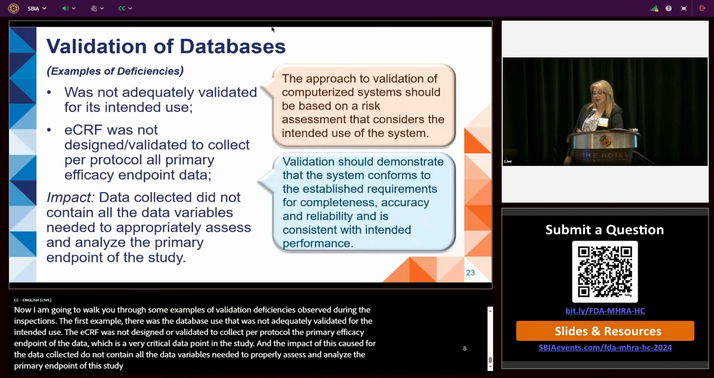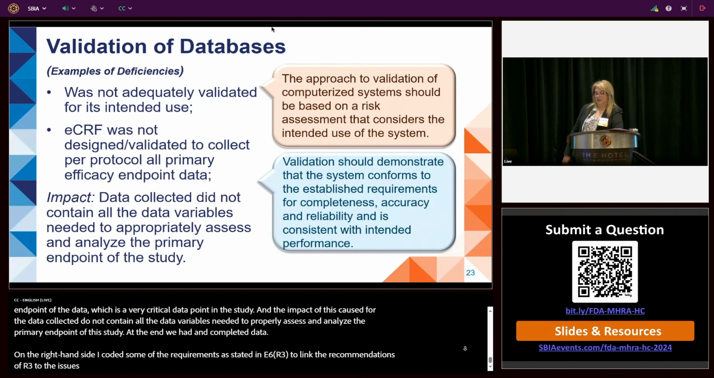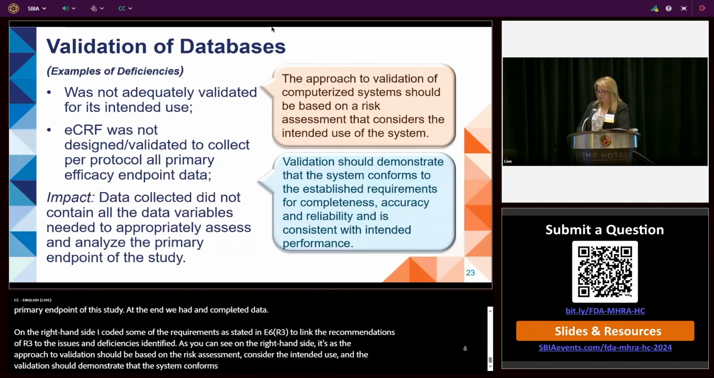On the right-hand side, I quoted some of the requirements as stated in E6 R3 to link the recommendations of R3 to the issues and deficiencies identified. As you can see on your right-hand side, it says the approach to validation should be based on a risk assessment, consider intended use, and also validation should demonstrate that the system conforms for completeness, accuracy, and reliability, which in this case, we did not have complete data.